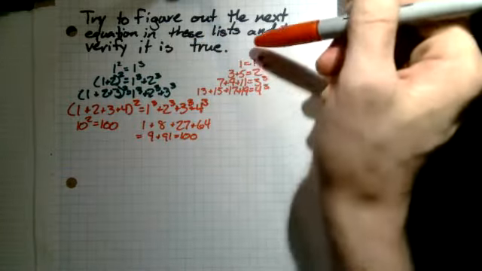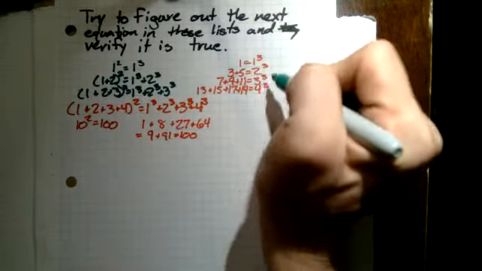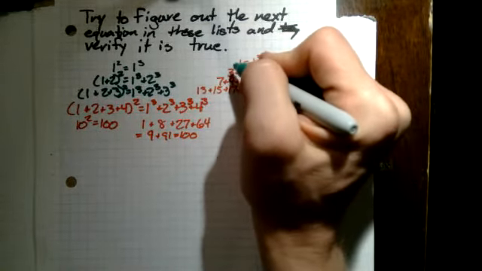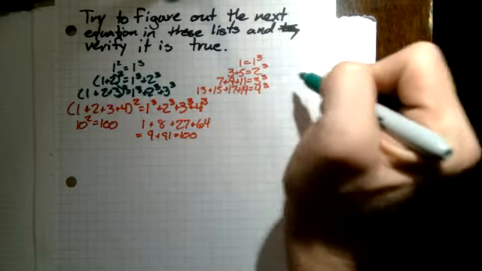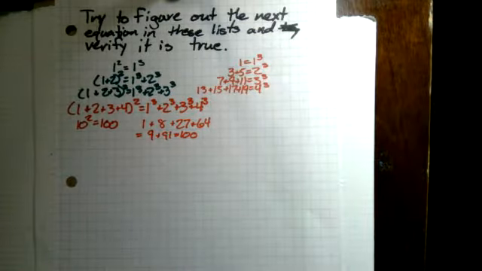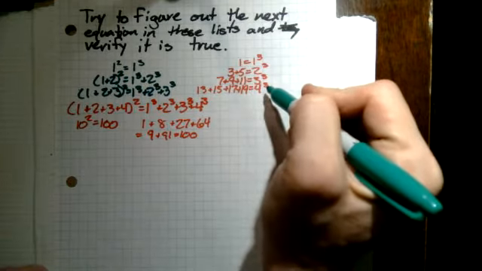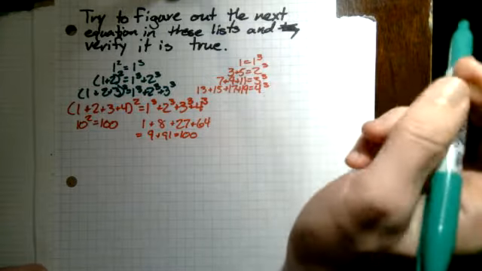Now let's take a look at the fifth equation over here. We're saying that we've got 1 equals 1 cubed, which it does. 3 plus 5 equals 2 cubed. 7 plus 9 plus 11 equals 3 cubed. And 13 plus 15 plus 17 plus 19 equals 4 cubed. What this looks like is we are taking a set of n odd numbers and adding them up and getting n cubed.